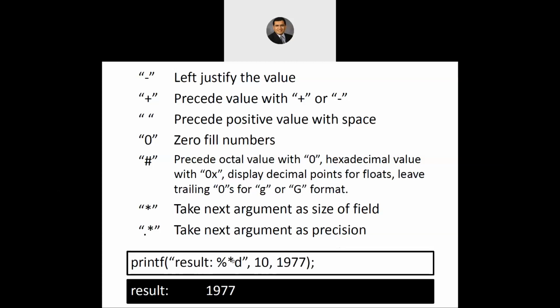What if I put an asterisk? When you put an asterisk, it means take the next argument as the size of the field. The next argument is 10, so the size means 10 spaces from result, which works. What if I put a 0? That means zero-fill the number after result, so it will fill up the spaces with 0. What if I put a plus? That means precede the value with a plus or minus sign. And that's what it does.